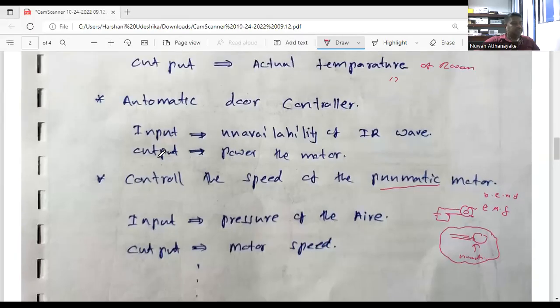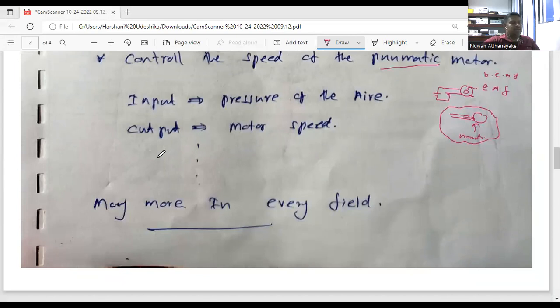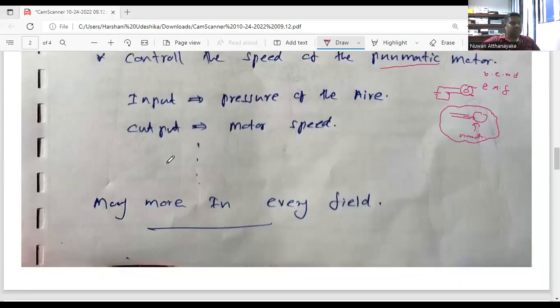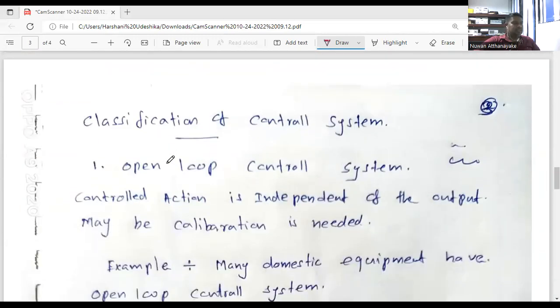So we will get back to our lecture again. Actually I wanted to show you that because I have discussed something related to pneumatic things in our class discussion. That is working based on air, pneumatic systems.